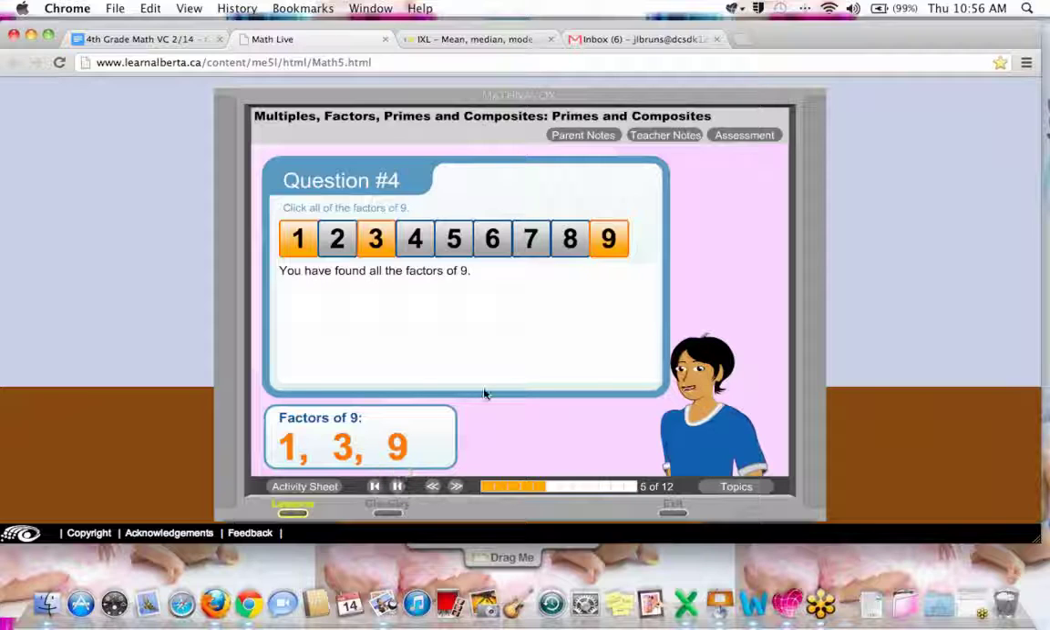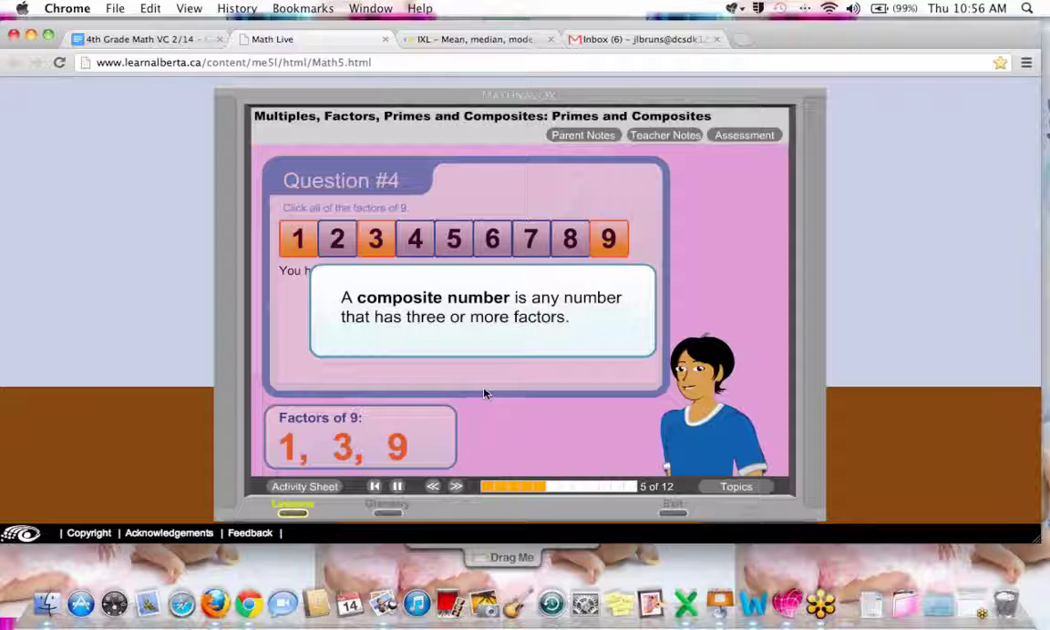Notice that the number 9 has 3 factors, 1, 3, and 9. A number with 3 or more factors is a composite number. Okay. I call it composite number. That's, I think, how you're supposed to pronounce it. Either way, it has 3 or more factors. The number 1 is neither prime nor composite. It only has 1 factor. Okay. The number 0 is neither prime nor composite. Good.